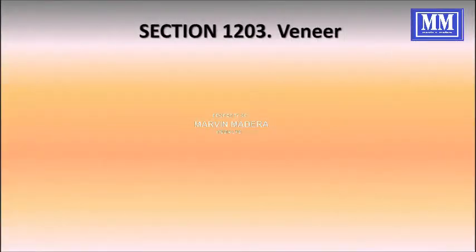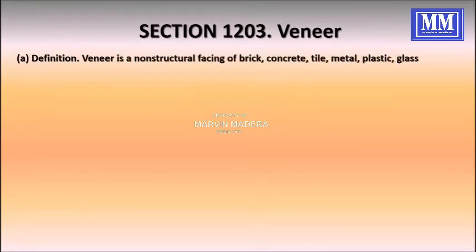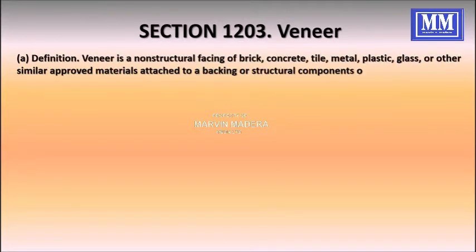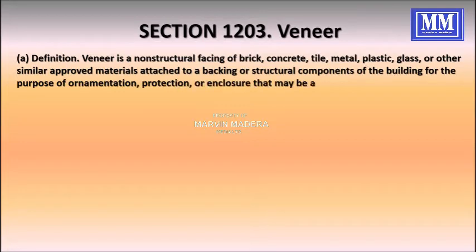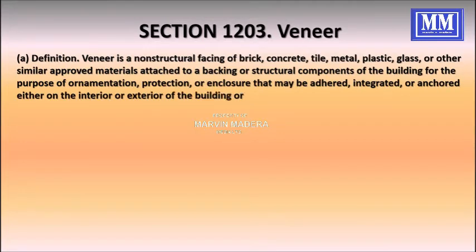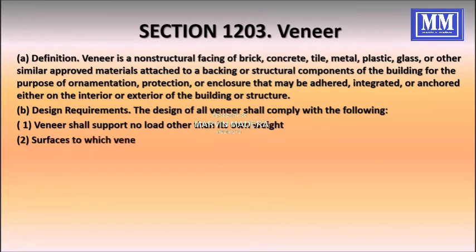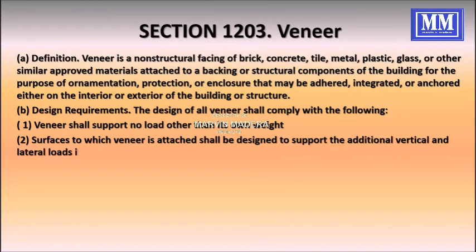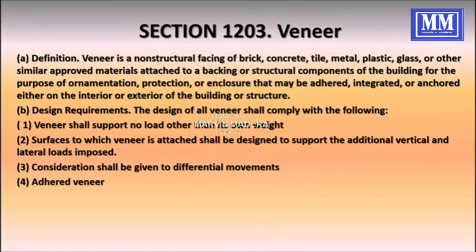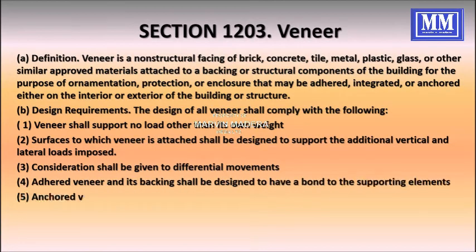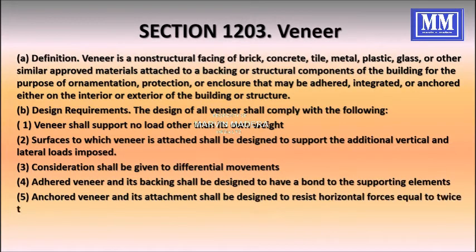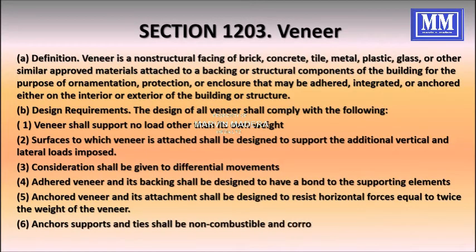Section 1203, Veneer. The definition of veneer is a non-structural facing of brick, concrete, tile, metal, plastic, glass, and other similar approved materials attached to a backing or structural components of the building for the purpose of ornamentation, protection, and enclosure that may be adhered, integrated, or anchored either on the interior or exterior of the building or structure.